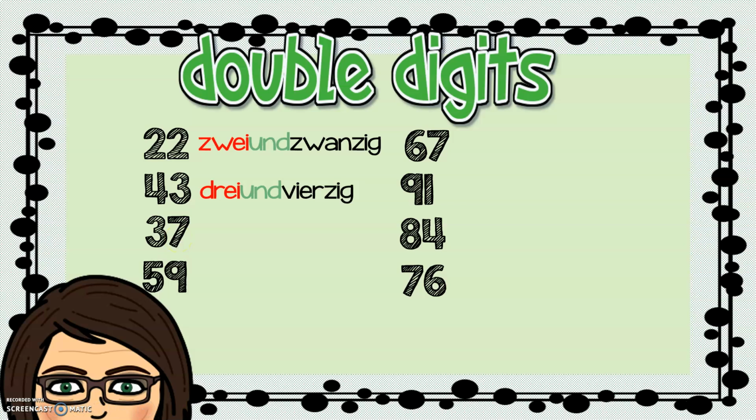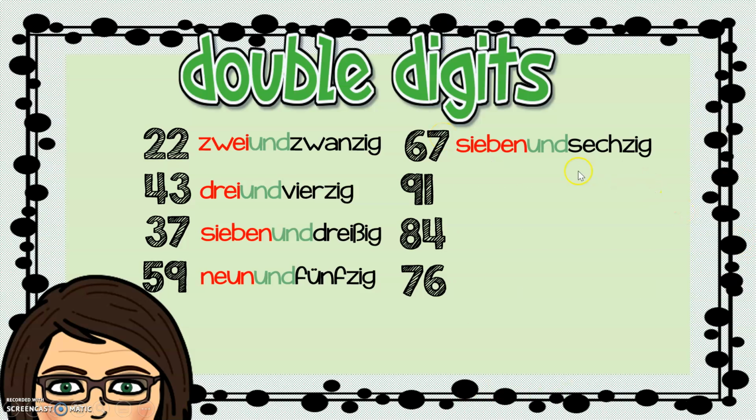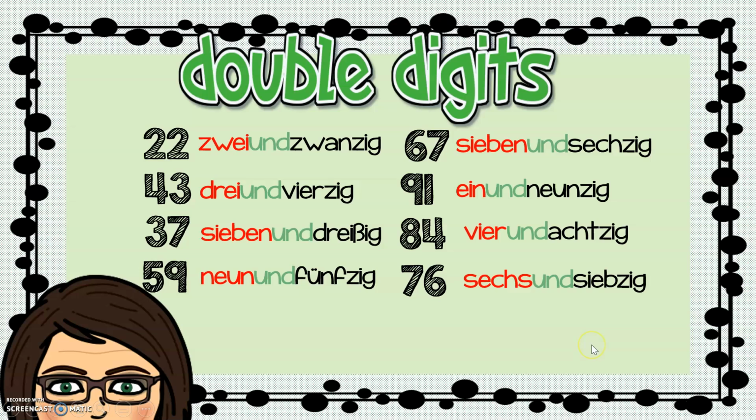37 is going to be 7 and 30. 7 und 30. 59, 9 and 50. 9 und 50. 67 will be 7 and 60. 7 und 60. 91, 1 and 90. 1 und 90. 84, 4 und 80. 76, 6 und 70.